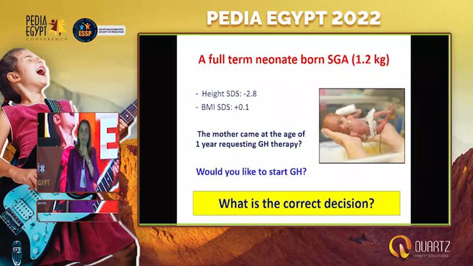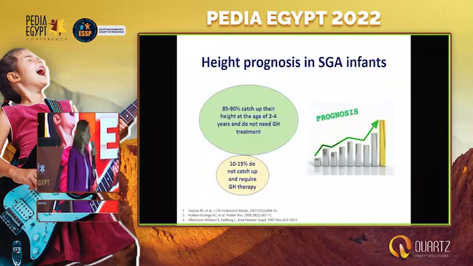Can you raise your hand, please? Does anybody like to start growth hormone in this baby, being SGA? Thank you very much. Nobody raised hand. Yes, we do not need to start growth hormone, simply because the height prognosis is excellent.